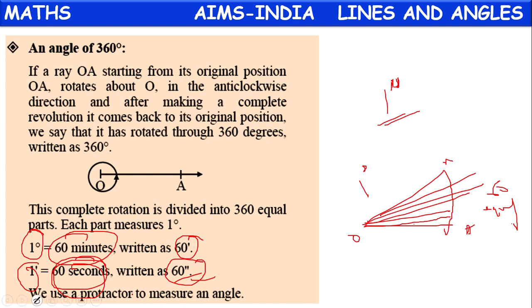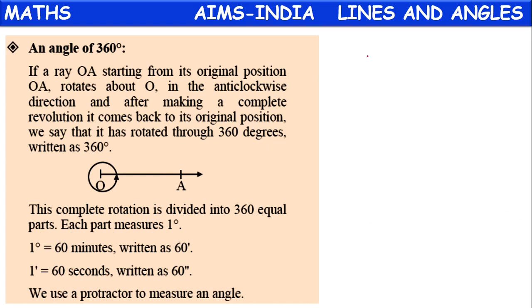So we use a protractor to measure the angle. Protractor, and we can take the help of a compass. By using both, we can measure the angle.